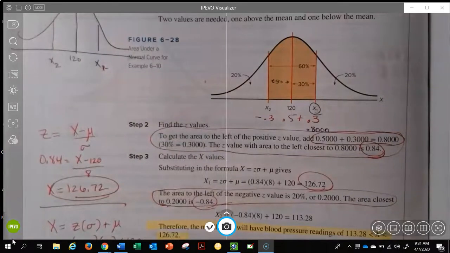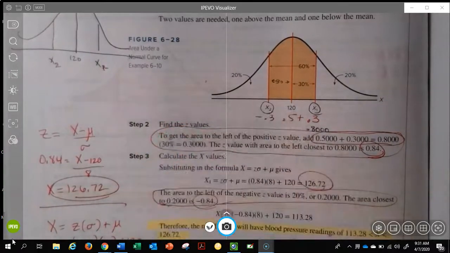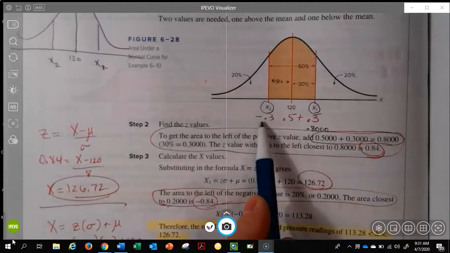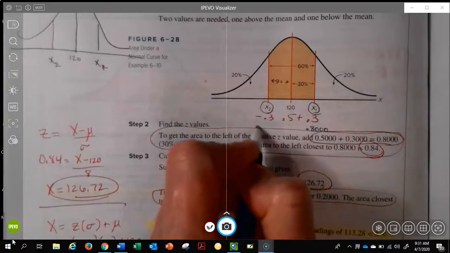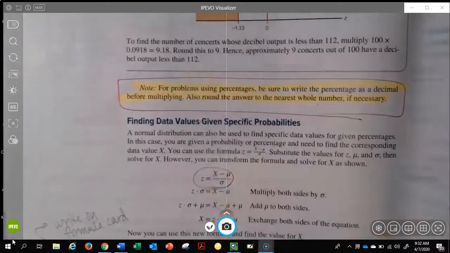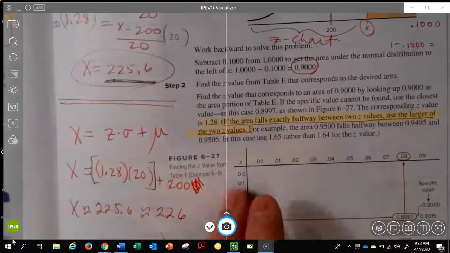I'll go ahead and change mine because I don't want any confusion. Doesn't matter though. And this x down here, what is going to be the area, the location, the probability that it represents? Again, if dead center is 0.5, then we're going to take away that 30% up here, and that'll get us at 0.2.